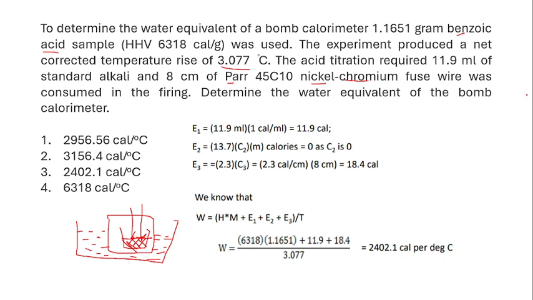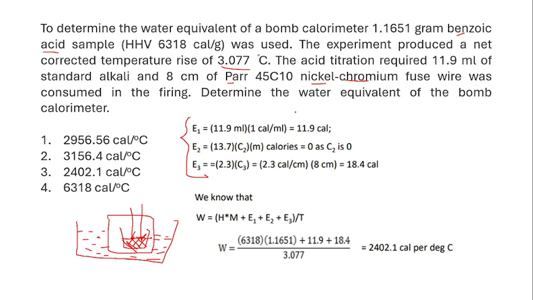So to determine this one, we should be using this formula, which is W, water equivalent, is equal to H into M plus E1 plus E2 plus E3, whole divided by T. So H is the heating value, which is given here as 6,318 calories per gram. And M is the mass of the sample used in this analysis. So mass is 1.1651 gram. And E1, E2, E3 are the parameters used for correction. How we will determine E1, E2, E3 is using formulas.